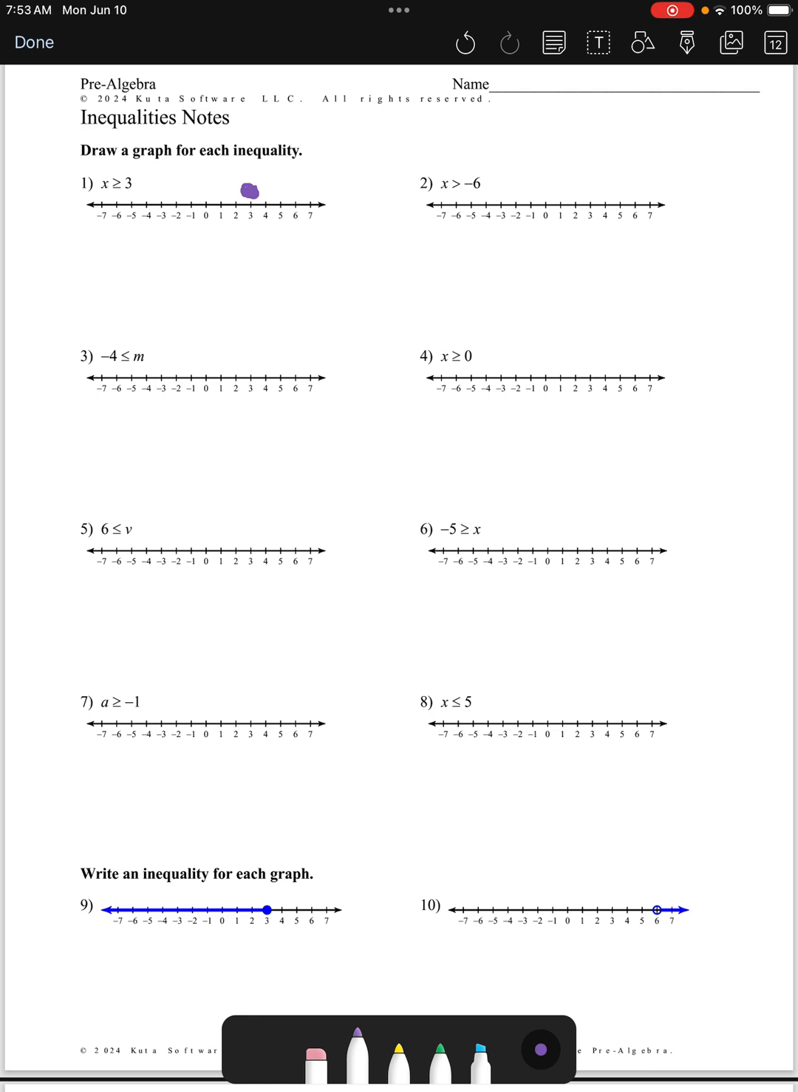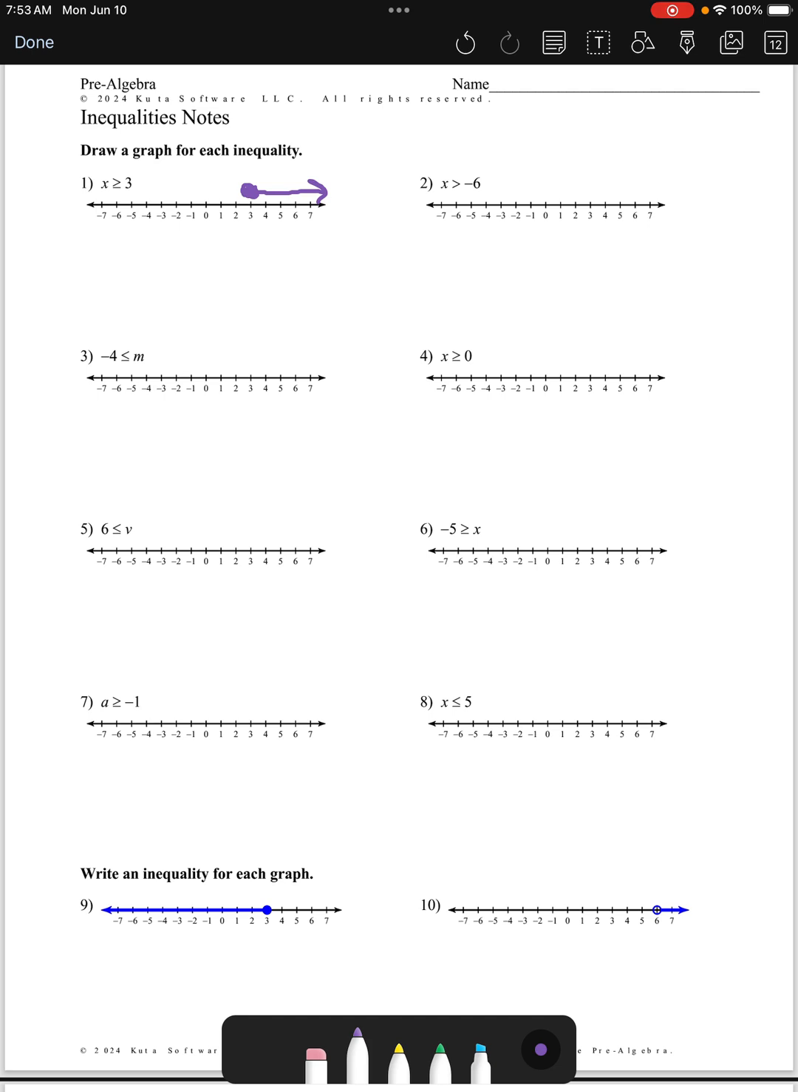So for this problem, we are going to fill in this circle on 3 because 3 is included. X is greater than, or it can be equal to 3. So we fill in our circle. How do we illustrate things that are greater than 3? Well, we just put an arrow coming out of our circle to the numbers that are greater than 3. And the numbers that are greater than 3 are to the right of 3.